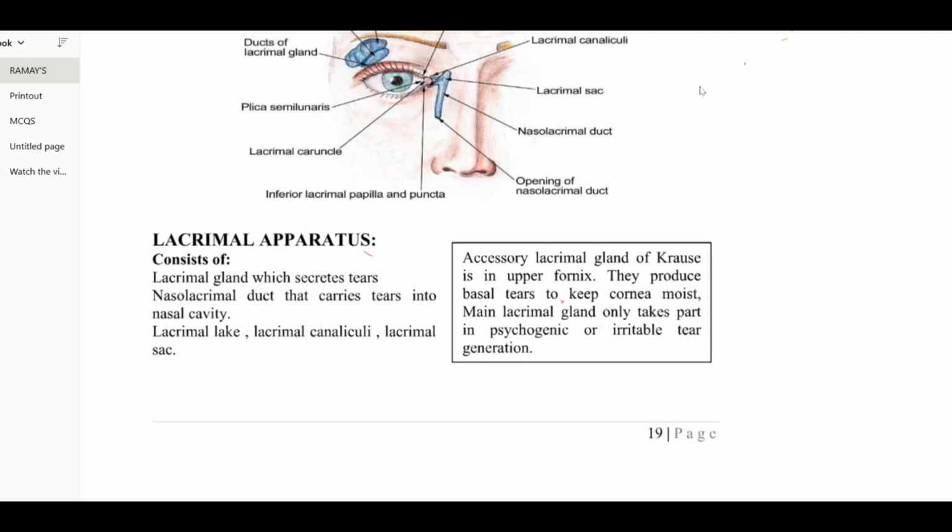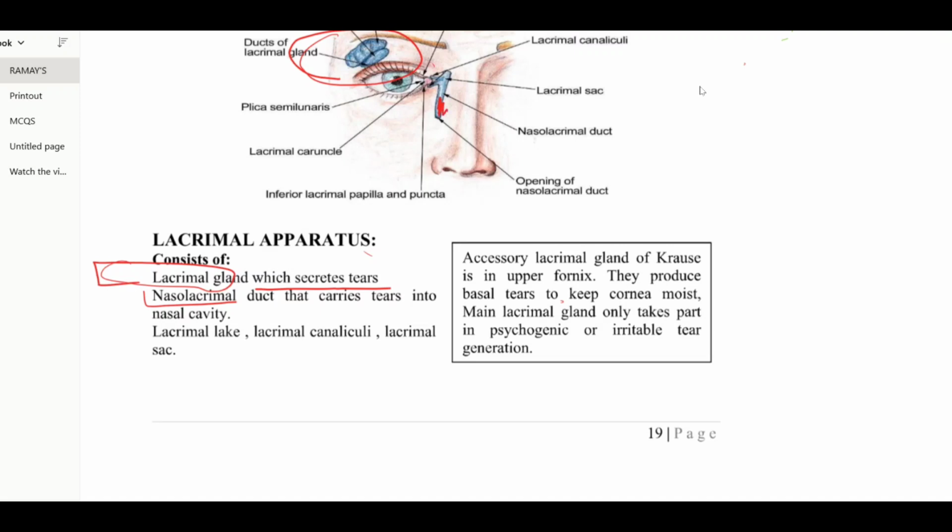Lacrimal apparatus consists of different parts which we will study. Lacrimal apparatus consists of the lacrimal gland, which secretes the tears into the nasolacrimal duct. Look here in this diagram, this is the lacrimal gland. It secretes the tears into this, the nasolacrimal duct.